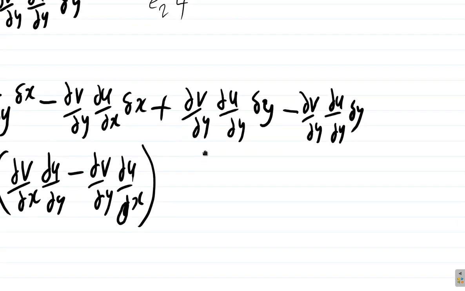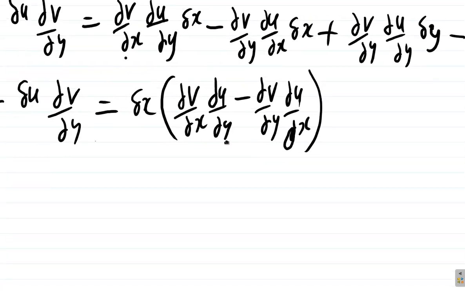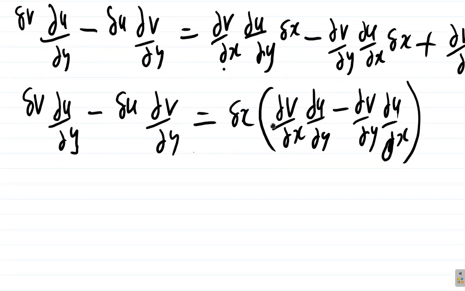Now what happened out here? You have delta v by delta y, delta u by delta y, del y, same thing here. It's the same thing, so it cancels. This is gone. You see that? Now we're going to divide both sides by this part in the bracket. Let's put this del x out here. This change in x is equal to what now?